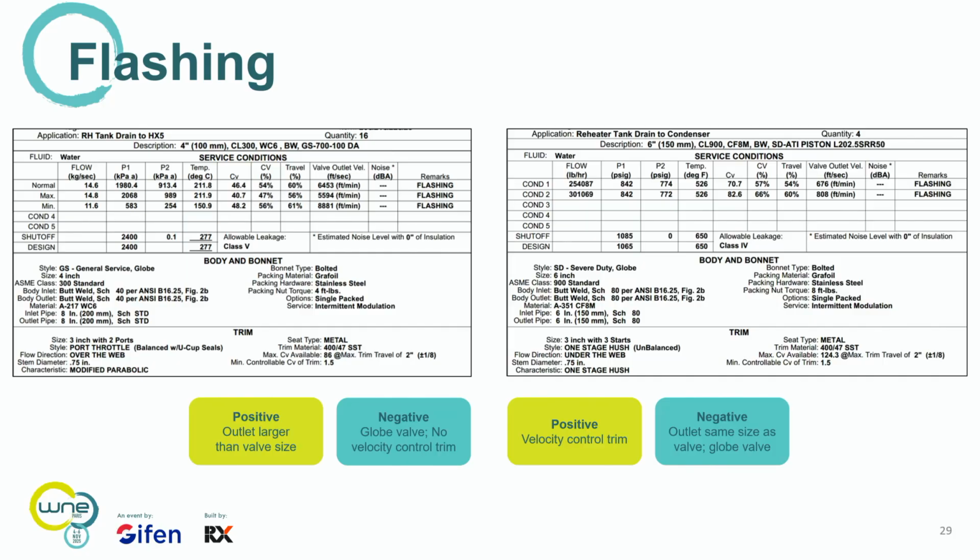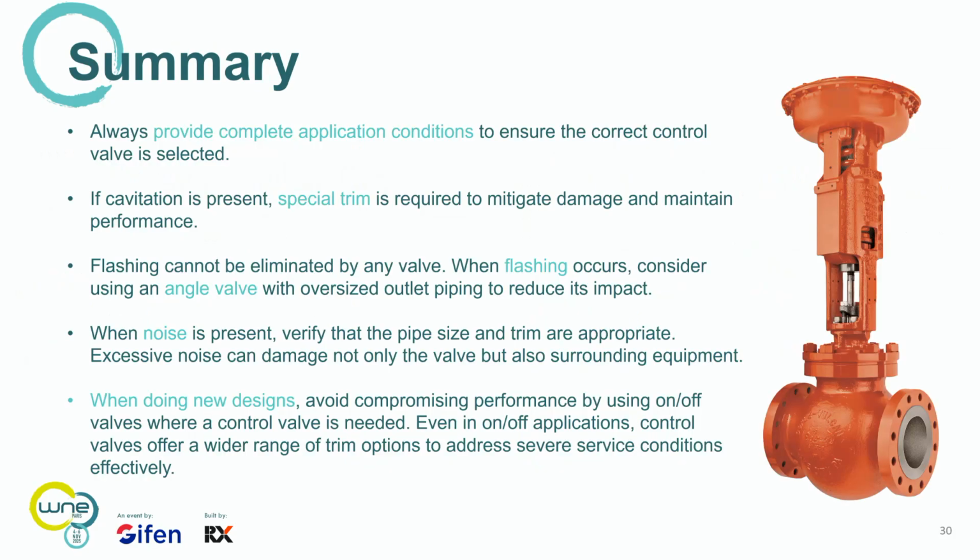In this example, you've got some velocity control trim here, but the outlet size is the same as the valve. So best practice, you want to use an angle valve, you want a larger outlet, and you want some type of directional control trim inside the valve.